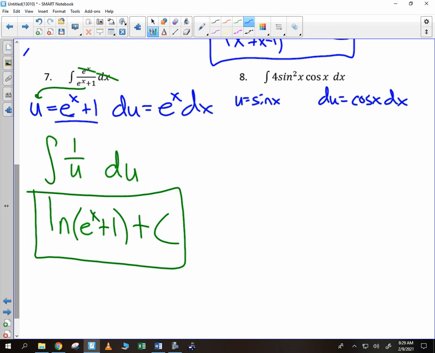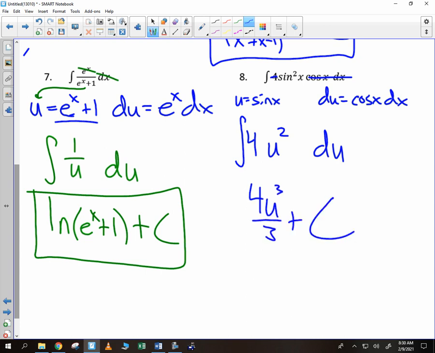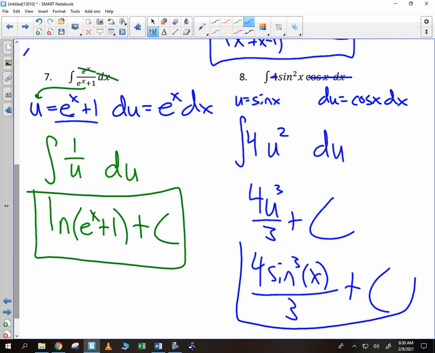Because as you set it up, we have the integral of 4 du. That gets rid of, for us, the cosine of x dx. And the 4, we've used the 4 up. And then we have that thing squared, so 4u squared. The antiderivative of 4u squared is 4u cubed over 3. And then we're going to go ahead and substitute u back in. So we got 4 sine cubed of x over 3 plus a constant. That's the antiderivative.